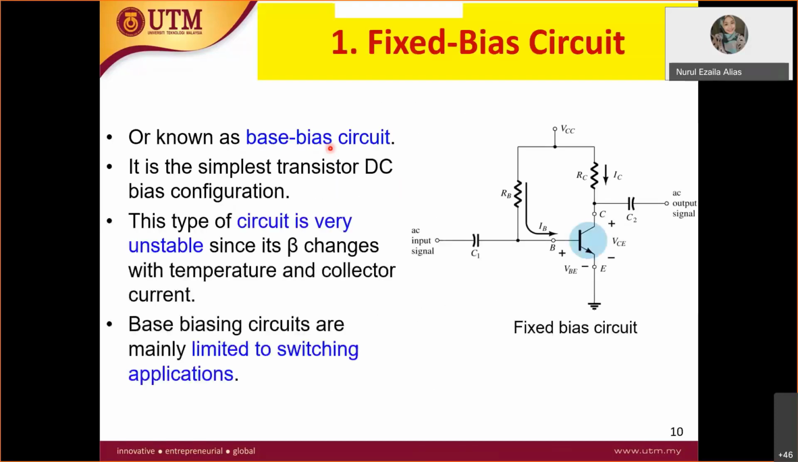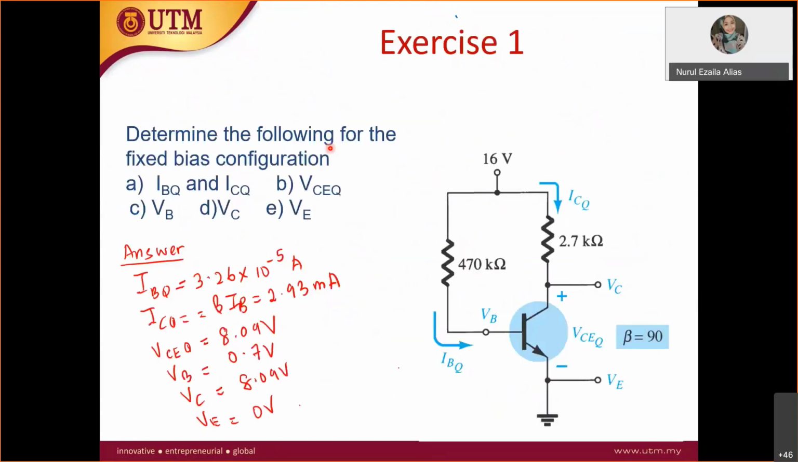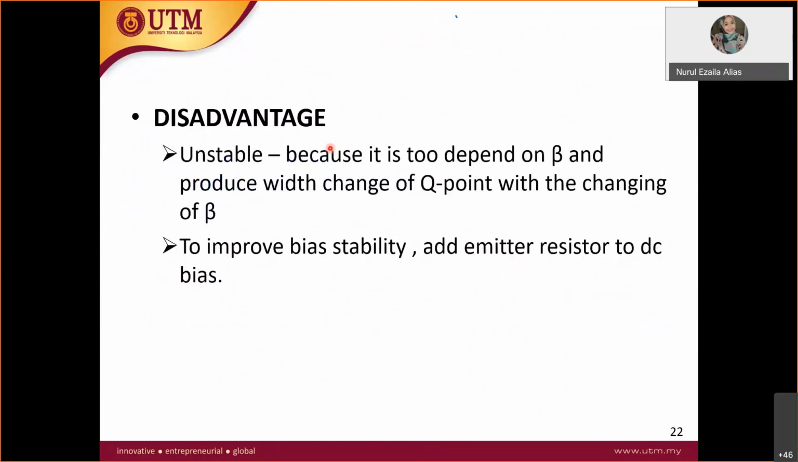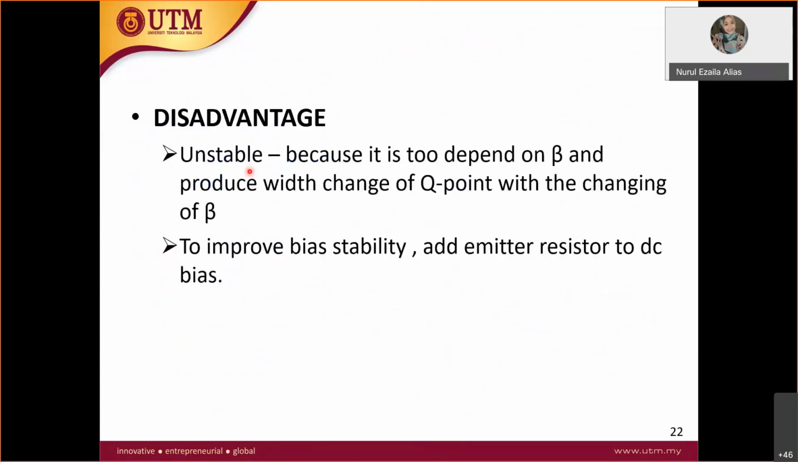So when I said emitter stabilized bias is better than fixed bias, of course, fixed bias has disadvantages. So what are the disadvantages? Since it doesn't have a resistor at the emitter, it is unstable in terms of the beta, because this BJT circuit depends on the beta. When the beta changes, the Q point also changes, meaning the values at the active region do change and depend on the beta.